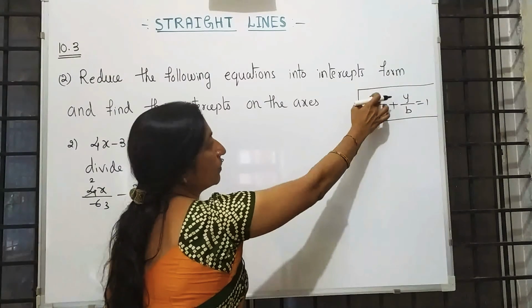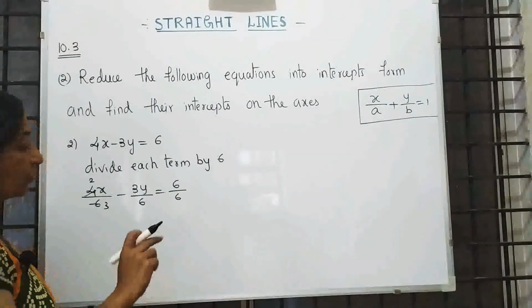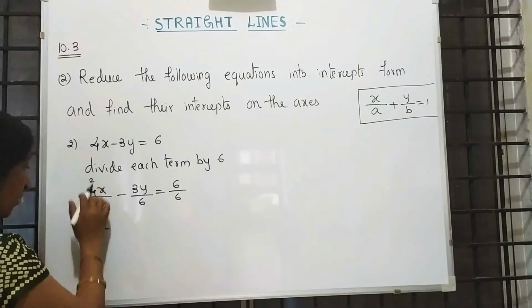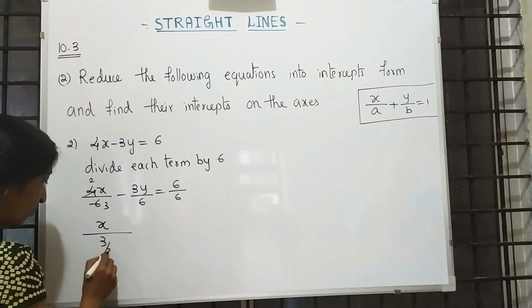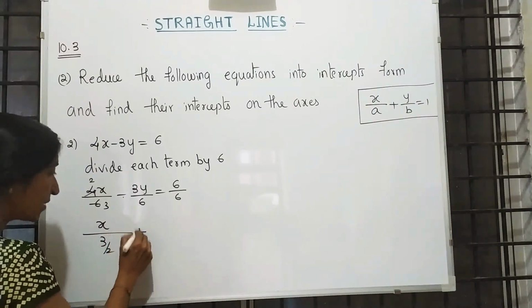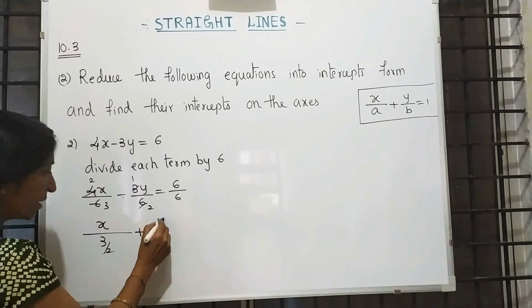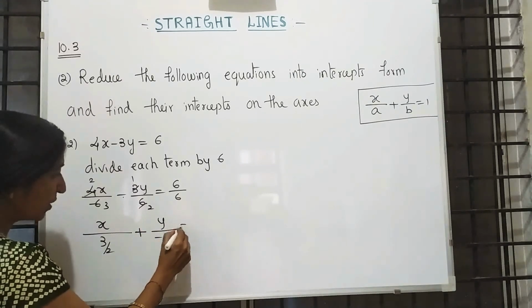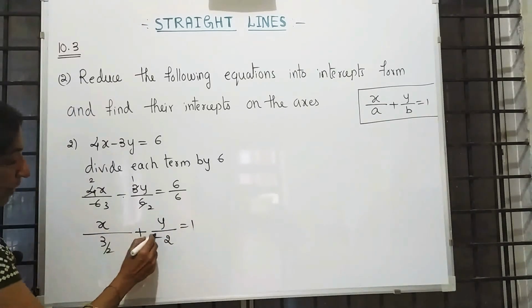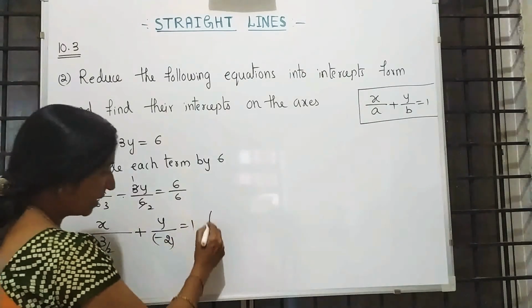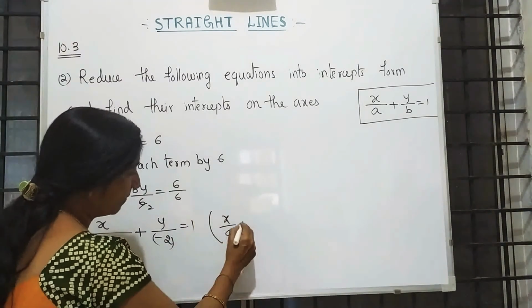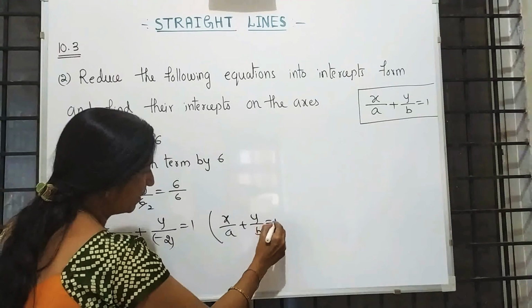Here cancellation, and what are you observing? We are observing only x is present in the numerator. So x, taking 2 in the denominator, it is 3 by 2, and in the middle we require a plus. So it is written as y upon minus 2 is equal to 1. Plus into minus is minus. Now it is in the form of x by a plus y by b is equal to 1.